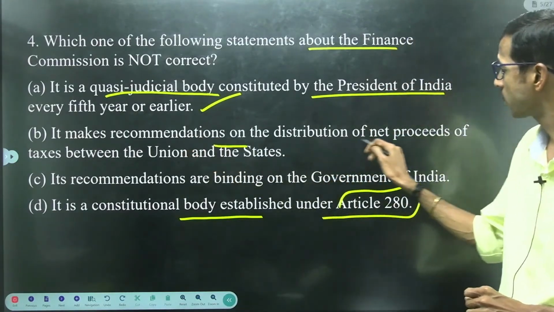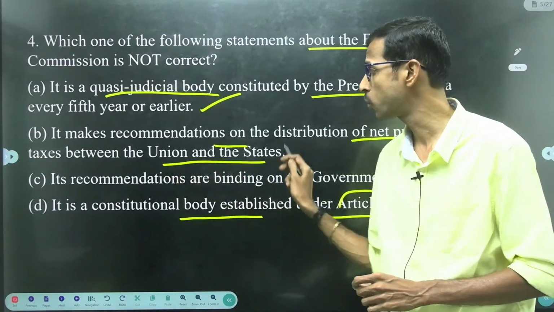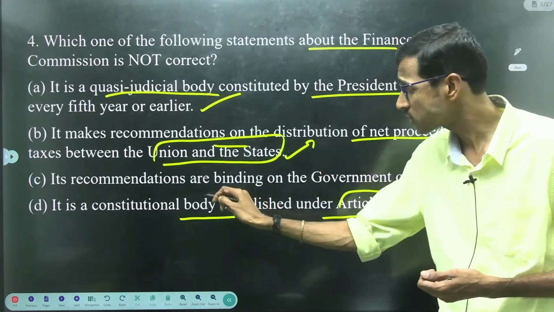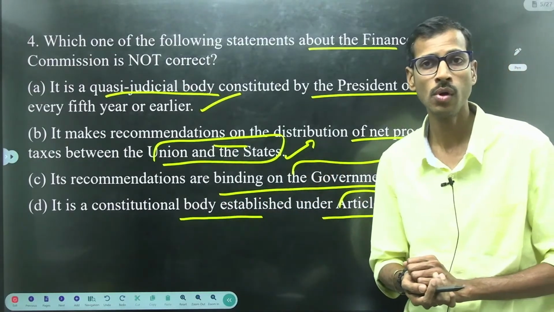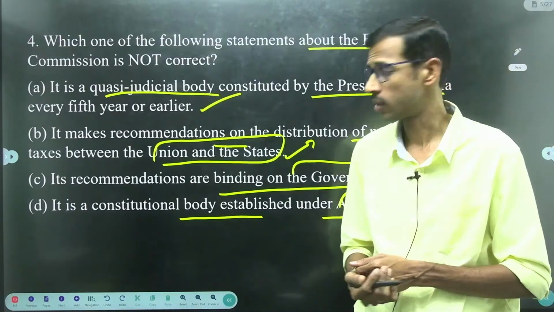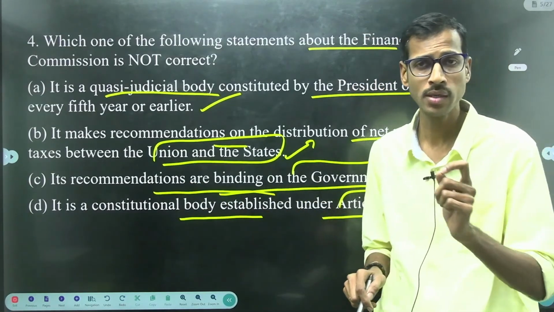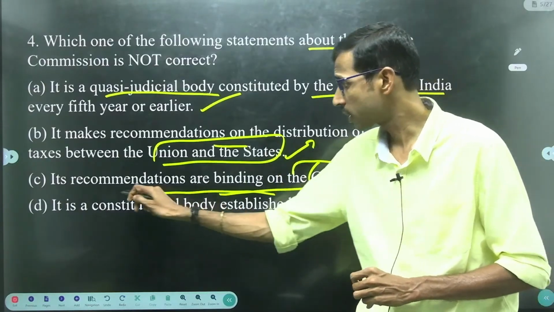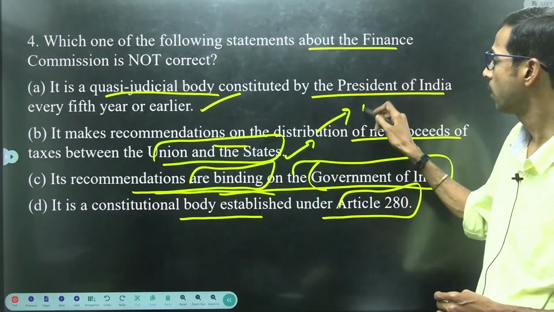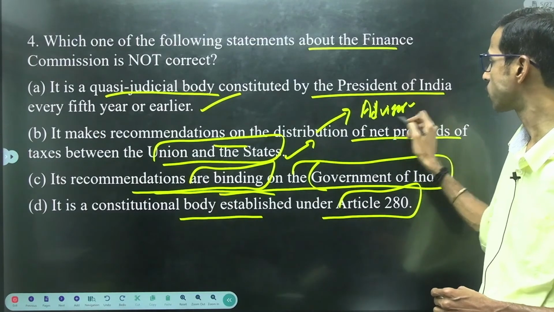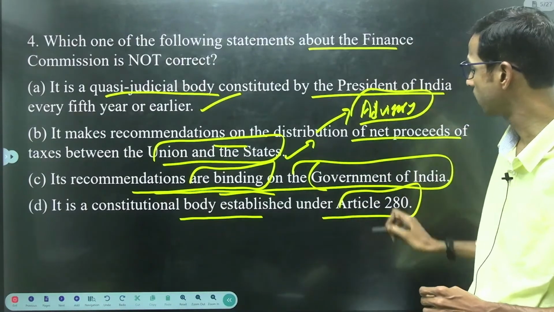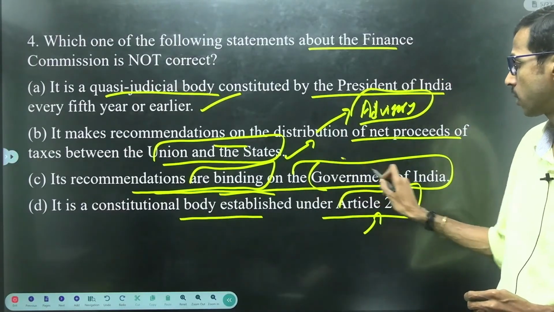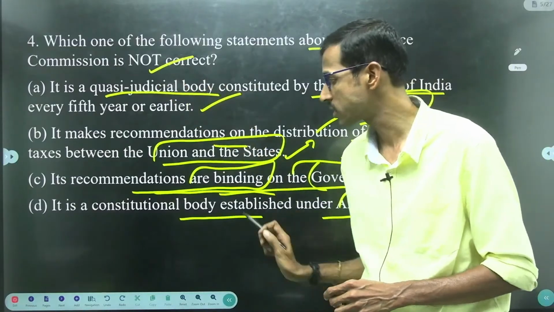It makes recommendations on the distribution of the net proceeds of taxes between the Union and states. The major role and responsibility is this only, right? So this is correct. Its recommendations are binding on the Government of India. If you check the constitutional provisions, no authority has binding powers on the government, majorly, right? So here the recommendations are not binding, but rather advisory only. We have to understand this, right? The Finance Commission under Article 280 was constituted as a constitutional body, right? So only C is not correct. They have asked only for the not correct one. C is the correct option.